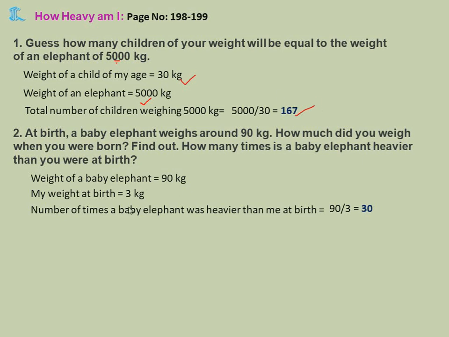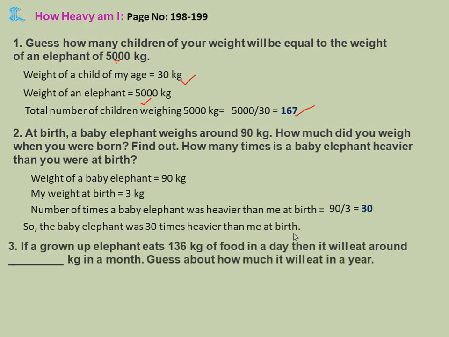So what will you do? 90 divided by 3. What is the weight of the elephant? Divided by what is your weight? Similarly here, what is the weight of the elephant? Divided by what is your weight? So how many times is it? 30 times. So the baby elephant was 30 times heavier than me at birth.